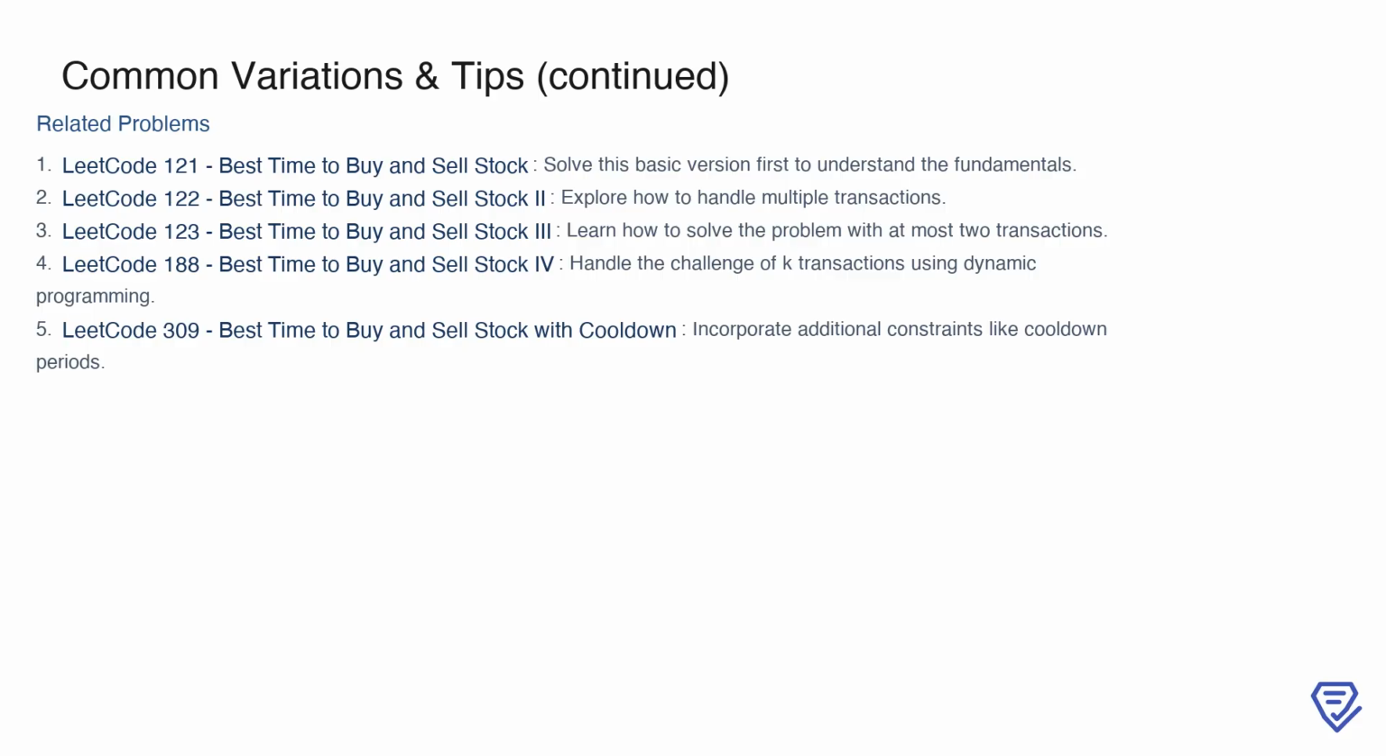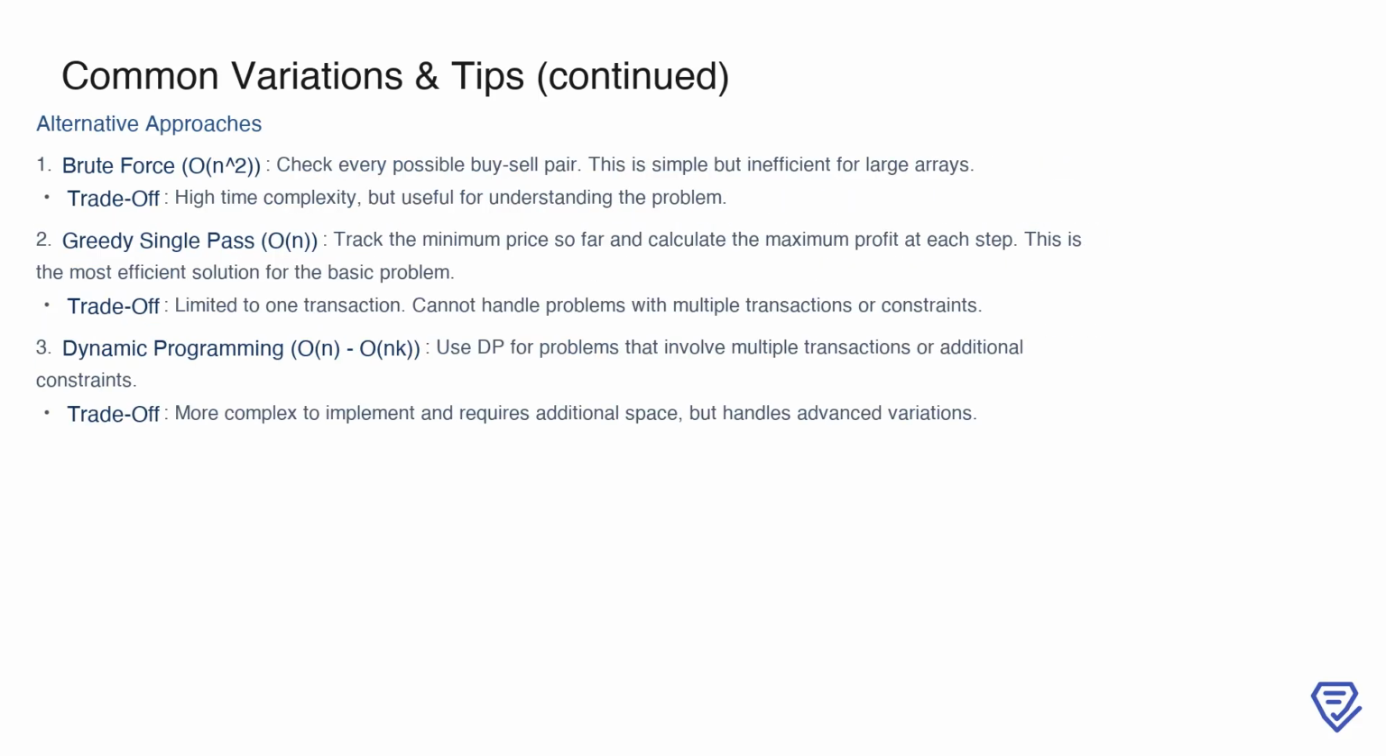stock trading problem. There are several approaches to solving this problem, each with its own trade-offs. The brute force method, which has O(n squared) time complexity, involves checking all possible buy-sell pairs. While inefficient for larger arrays, this approach is a good starting point to understand the problem. A more efficient solution is the greedy single-pass algorithm with O(n) time complexity. By tracking the minimum price so far and calculating the maximum profit at each step, you can solve the problem efficiently. However, this method is limited to scenarios with only one transaction.